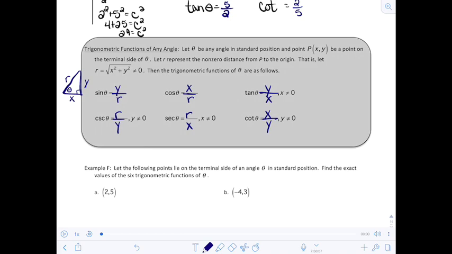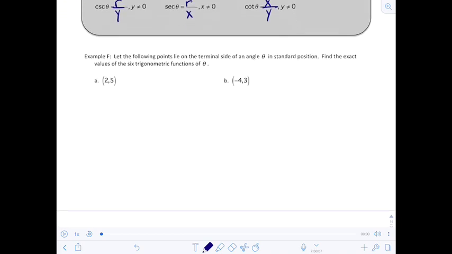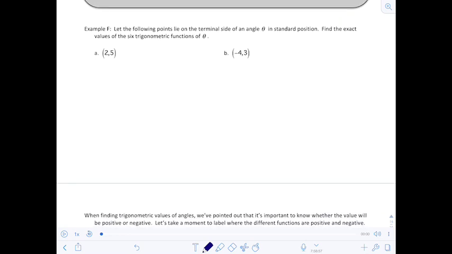So let's practice some more examples. Now this first one is the exact one that we just did. So we're going to change this up to (-2, -5) instead of (2, 5). We just did that one. So think about where this is. Let the following points lie on the terminal side of an angle theta in standard position. Find the exact values of the 6 trig functions.